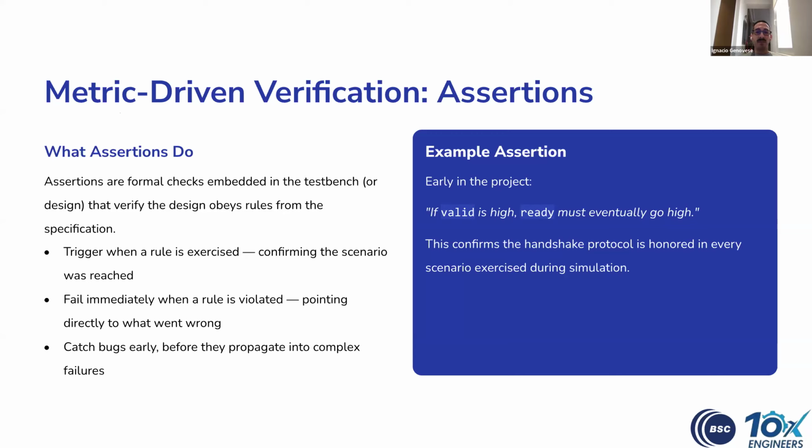This approach helps catch bugs earlier, before they propagate into complex failure scenarios. An assertion failure is really easy to debug, while if this is not implemented, it might produce a scenario where it's really difficult to track the cause of the failure.